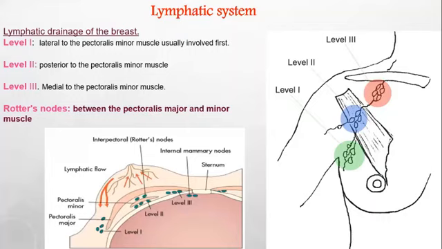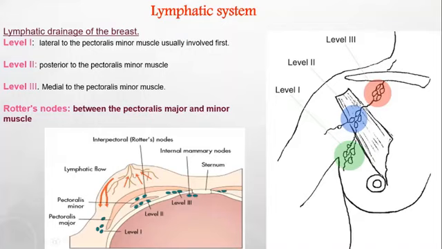Okay, let us go to the pectoralis and the 3 levels of the nodes. There are many groups of lymph nodes in the pectoralis named by different names, but for us, this is the most important: to describe the 3 levels and the Rotter's node. From oncology and surgical point of view, just simplify things. These are the most important.